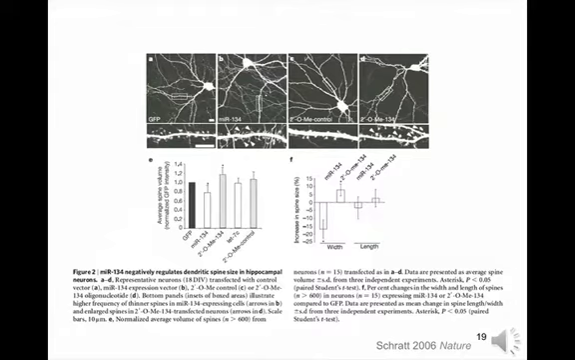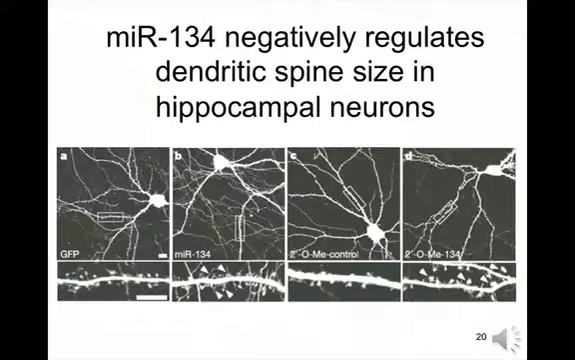So the title of this figure is miR-134 negatively regulates dendritic spine size in hippocampal neurons. We're interested in seeing how the figure supports that claim. And I like this figure because it has a picture of what they're measuring. This isn't always the case, but it's helpful to visualize any of the experiment and gives us a good starting point. So let's just look at this picture and see what observations we can make.